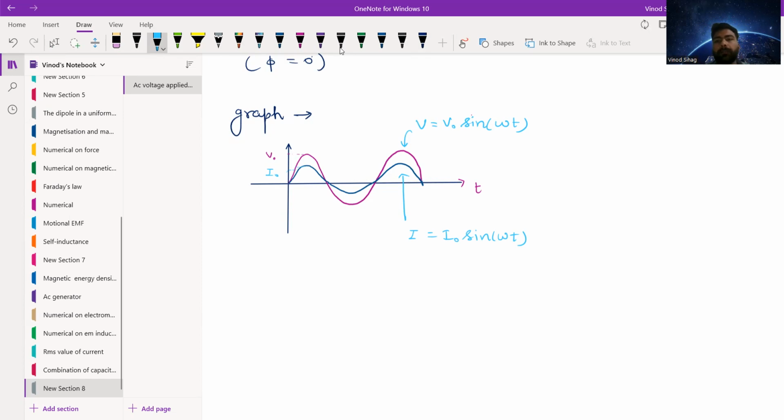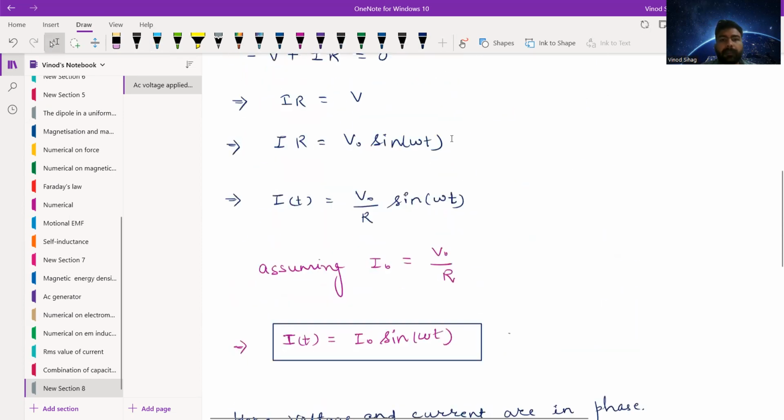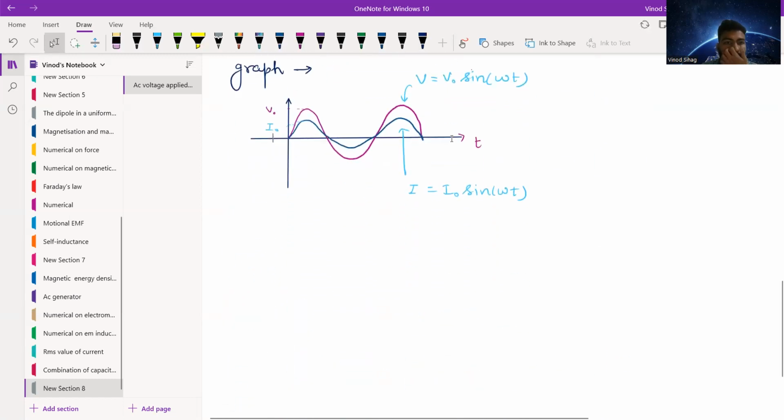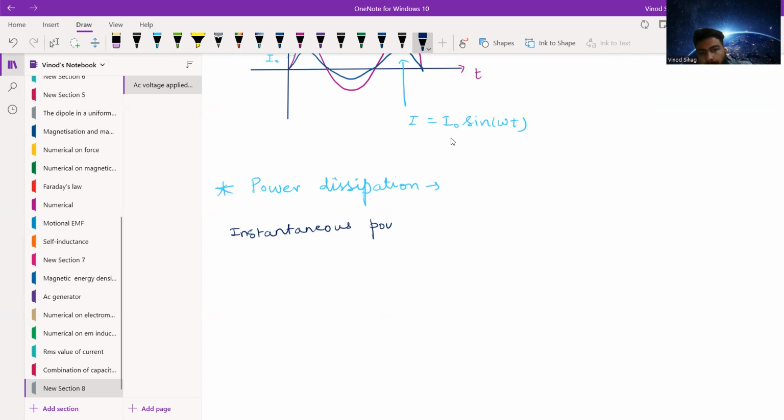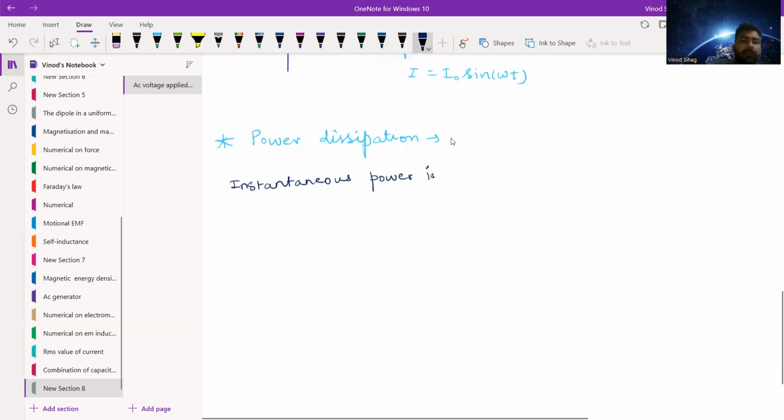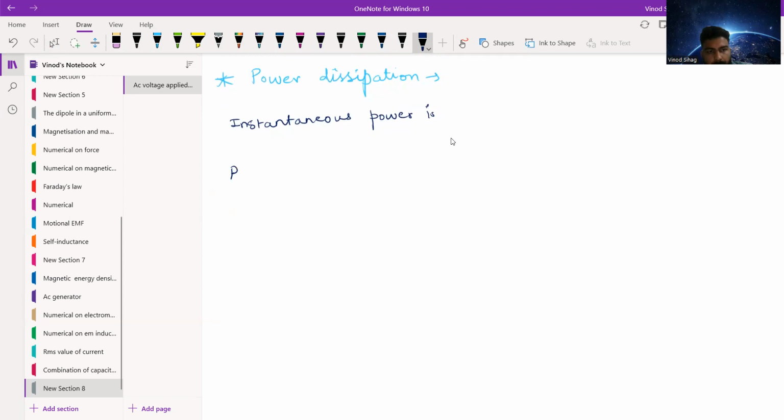Now our task is to find out the instantaneous power dissipated across the resistor R. Instantaneous power is written as P equals I square R. This will be the equation for instantaneous power.